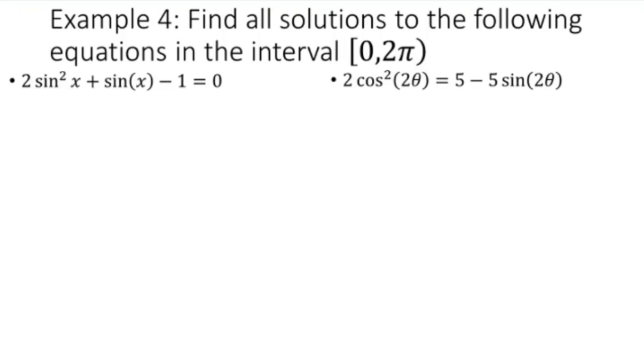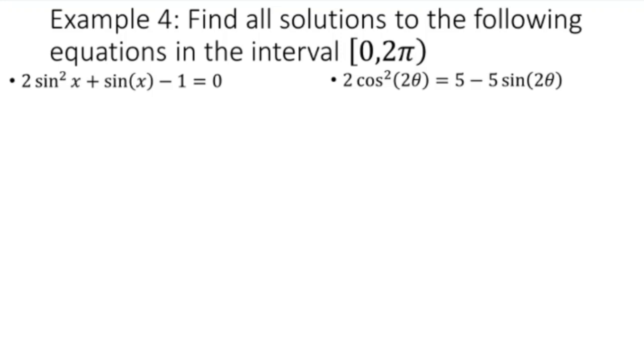Next, we're going to find all solutions to the following equation in the interval 0 to 2 pi. In our first equation, we're going to solve 2 sine squared x plus sine x minus 1 equals 0. When we look at this problem, notice that there's only one trigonometric function, which is sine x. What makes this a little bit more difficult than our previous examples is one sine is being squared, the other sine is not being squared. So unfortunately, there's no way for me to combine those together as a single expression.